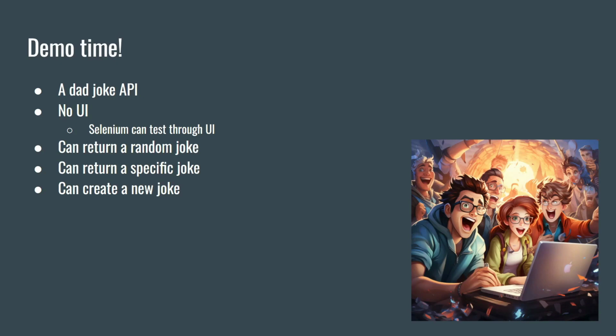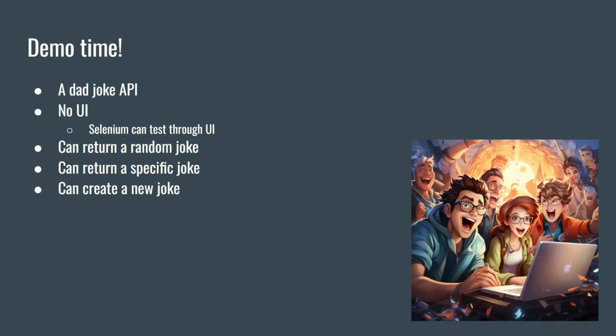I've made a small application which is a dad joke API. It does not have a UI. I want to keep this as simple as possible. However, it's important to note here that if you have a UI, you can use a tool like Selenium to actually test through the UI if you want to. But we don't have a UI here. I want to keep it as simple as possible. So it's only an API.